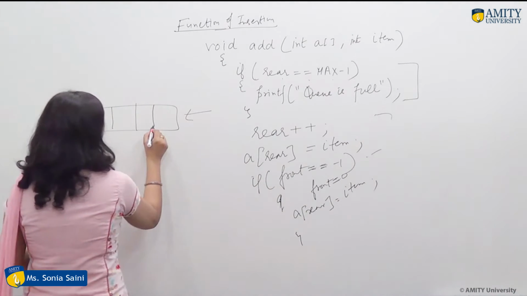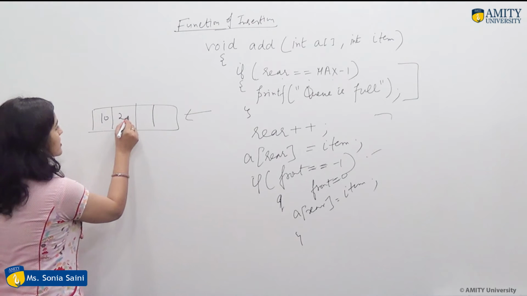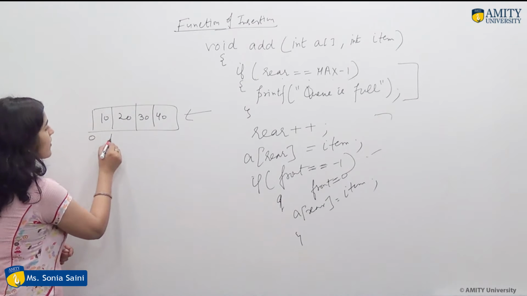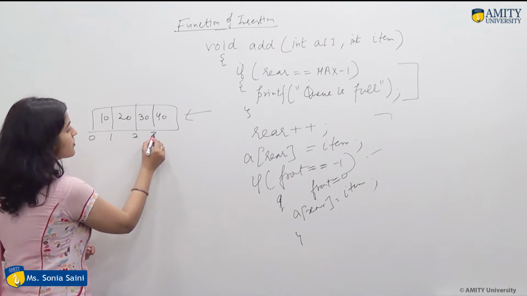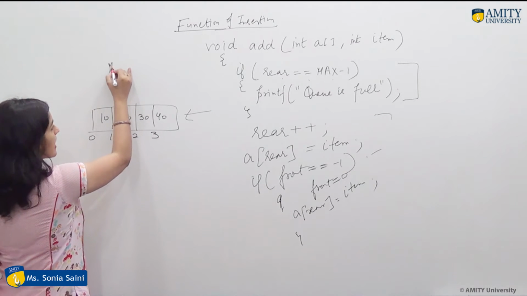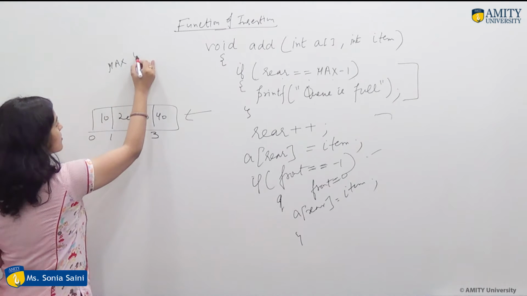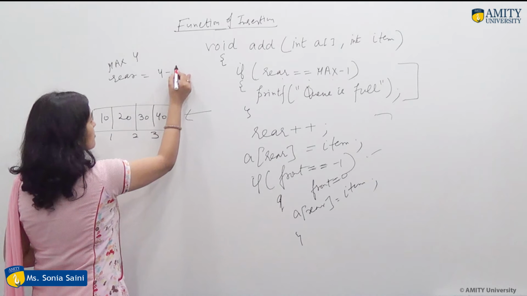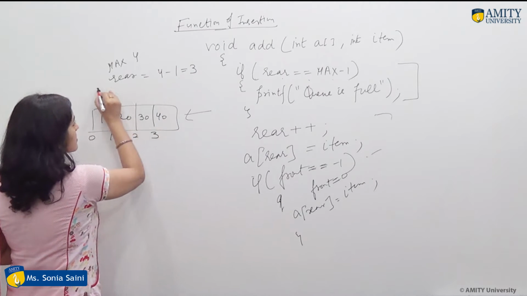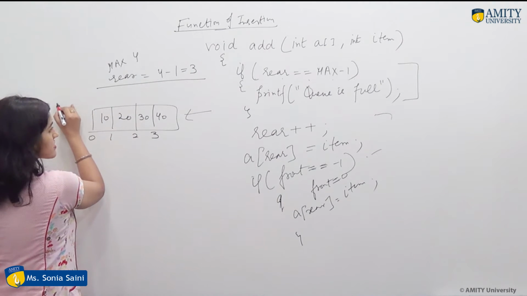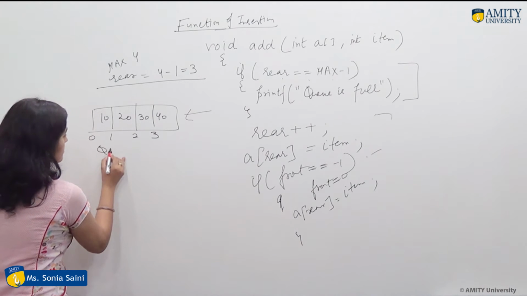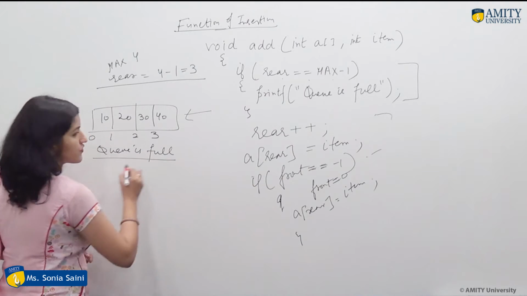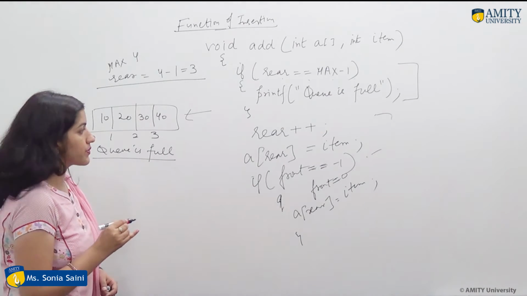First case, we will do 10, 20, 30, 40, at indexes 0, 1, 2, 3. Max is 4. Rear is equal to max minus 1, 4 minus 1, that is 3. This is the first case. This means the queue is full. We can't add an element in the queue.